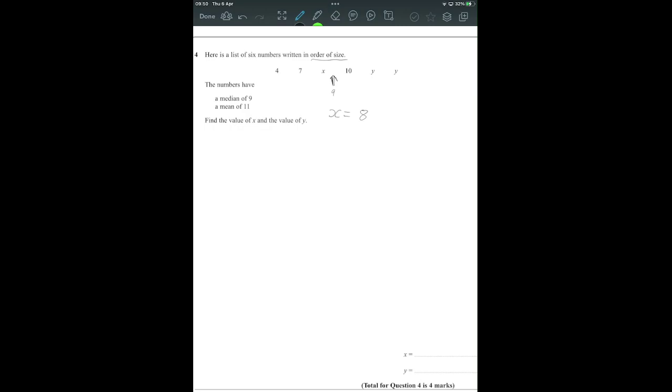The mean is 11. Well, that tells me if I add them all up and divide by 6, I get 11. So 4 plus 7 plus, now we know 8 plus 10 plus 2y's all over 6 is going to equal 11. A bit of simplification there. Let's multiply up by 6. Let's simplify that side. I think that's 29.